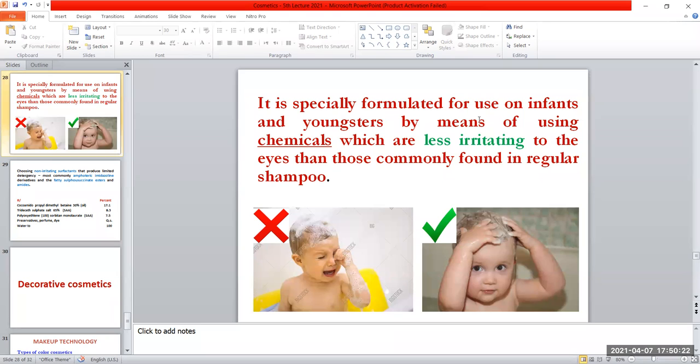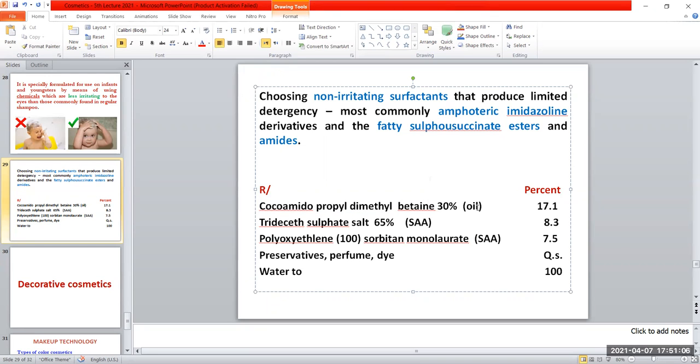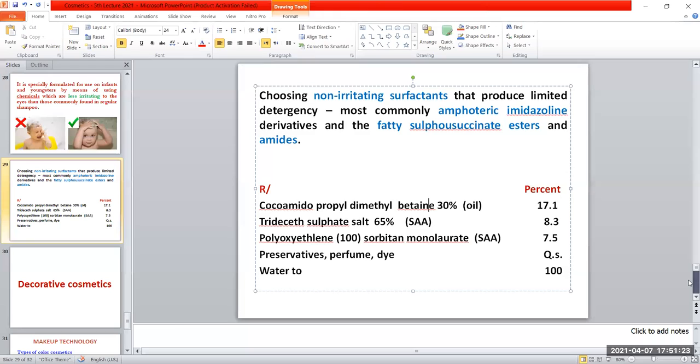We use chemicals which are safe and range from less irritating to totally non-irritating when compared to regular or traditional shampoo. Traditional shampoo causes severe irritation to the eye, but this is considered a non-irritating shampoo. This formula, the example of baby shampoo, uses non-irritating surfactants such as amphoteric imidazoline derivatives and fatty sulfosuccinate esters and amides. In the formula in front of us, the first ingredient is used as an oil, then a surfactant. We find oils and surfactants as in regular shampoo, but it differs in selecting each ingredient, as we use less irritating ingredients.